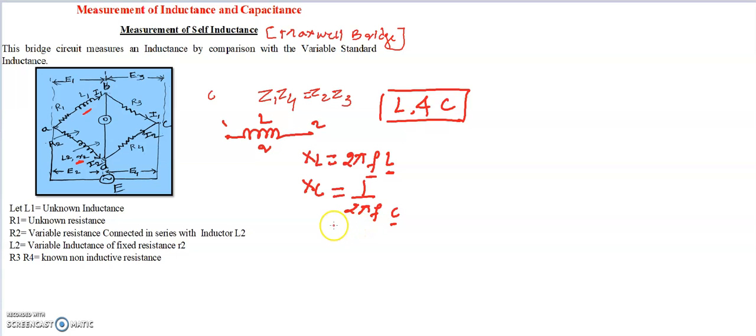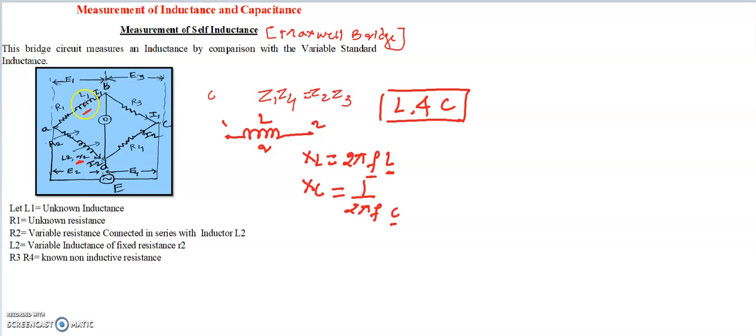Okay, so first thing is that we need to maintain the bridge under balance condition. So how to maintain the bridge under balance condition? By varying the value of standard resistance R2 and standard variable inductance L2. So we have to vary these values until there is no flow of current between the terminals B and D. So once the current is 0, then look at the value of resistance and L1.